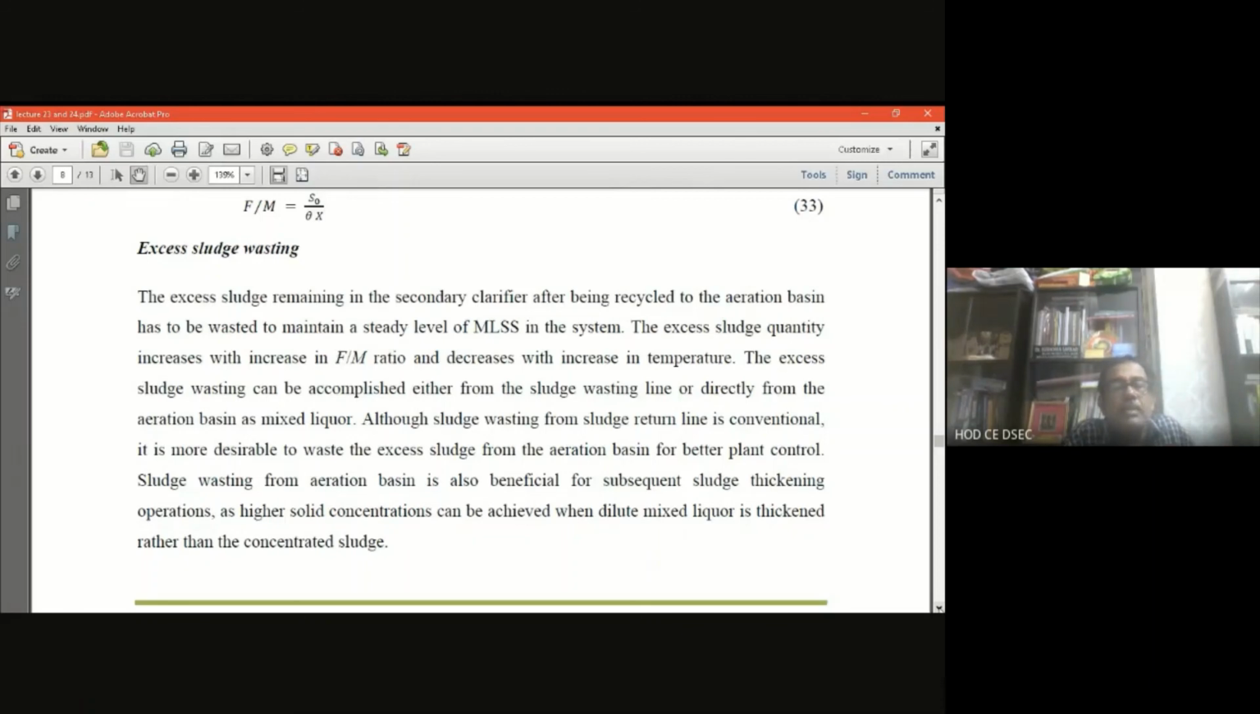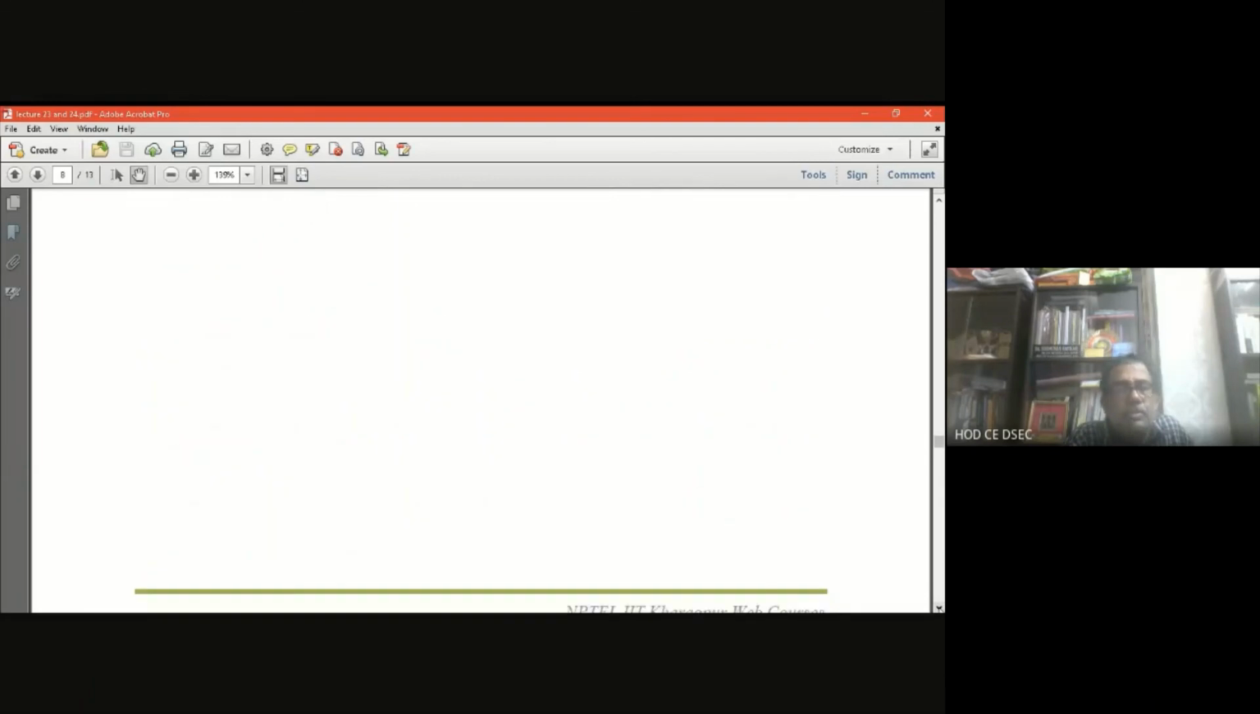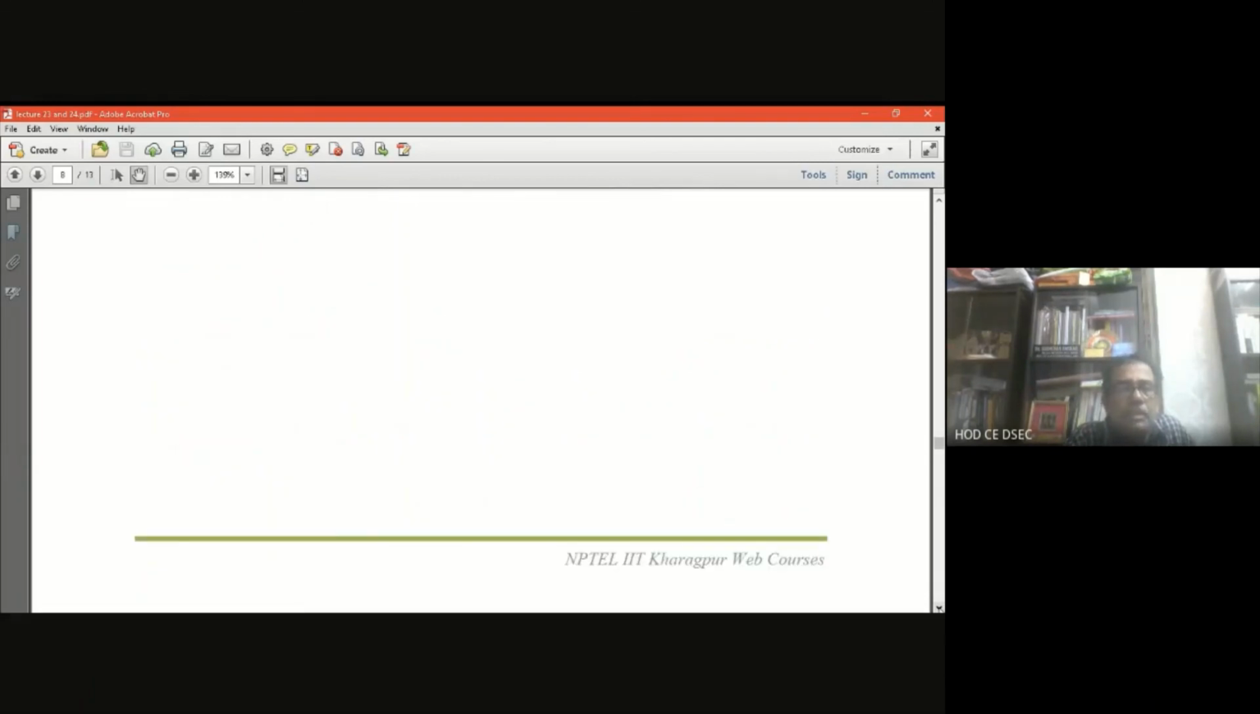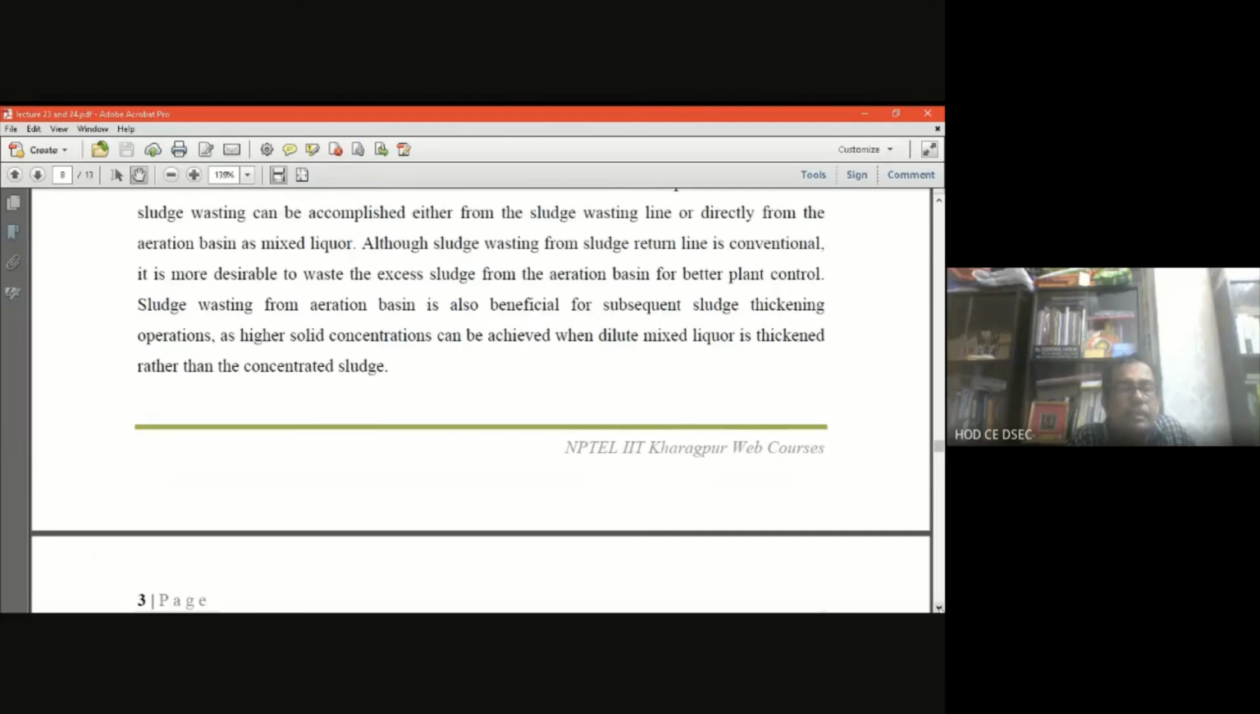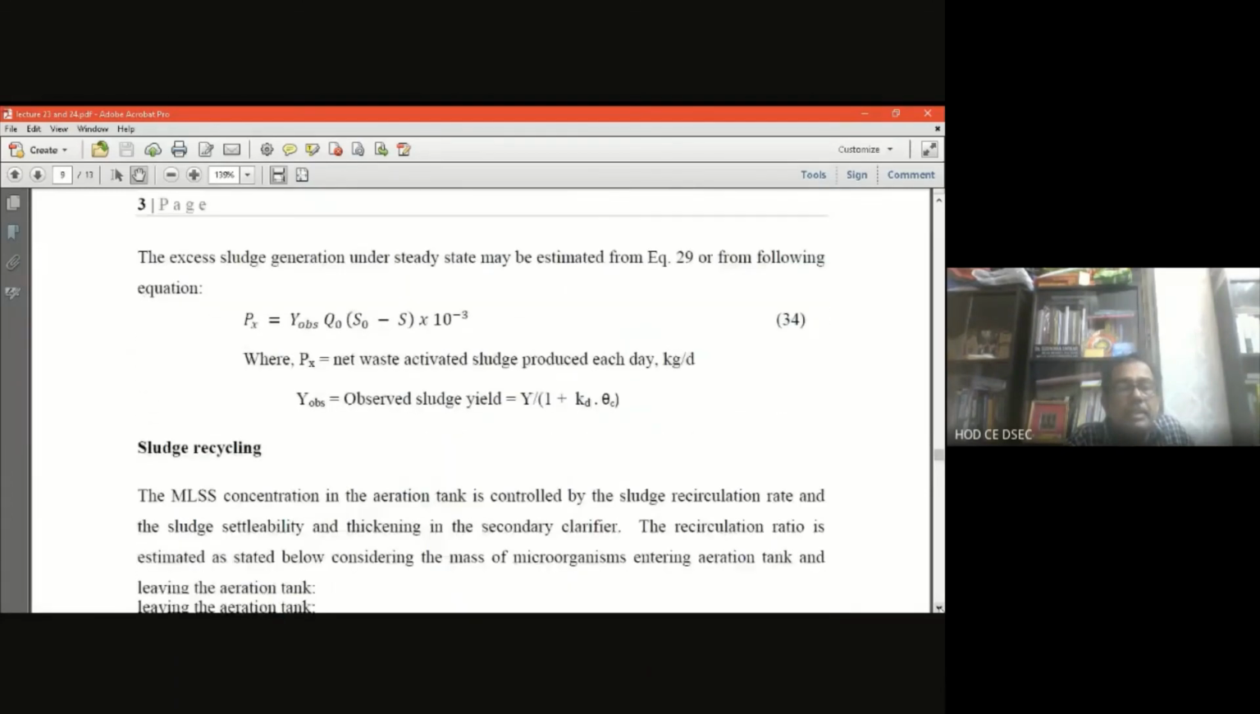The excess sludge wasting can be accomplished either from the sludge wasting line or directly from the aeration basin. Although that is not the subject of our discussion, you must know as per academic interest that sludge wasting from the aeration basin is also beneficial for subsequent sludge thickening operation, as higher solid concentration can be achieved when dilute mixed liquor is thickened rather than the concentrated sludge. That much you have to keep in your knowledge. That's enough.